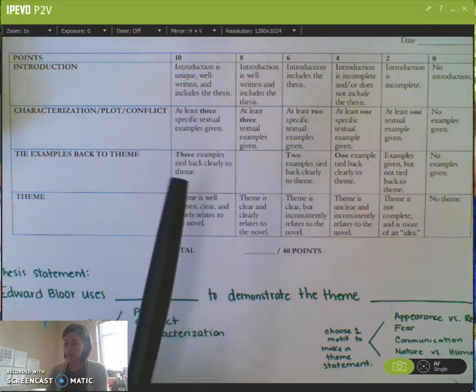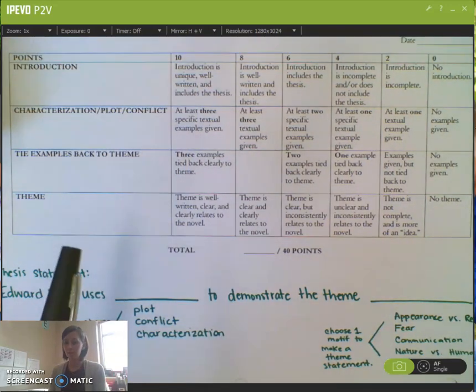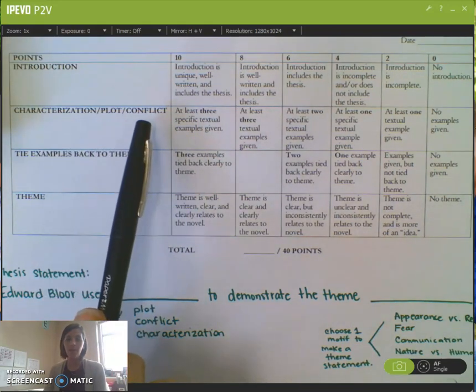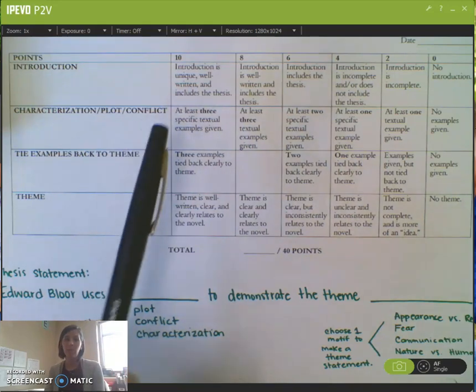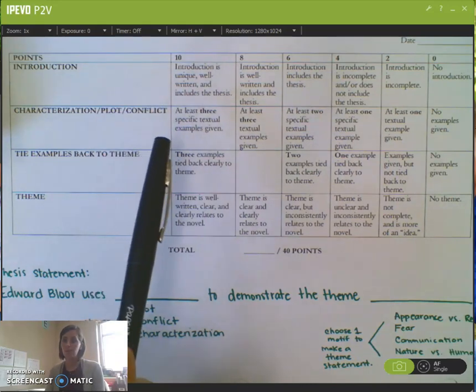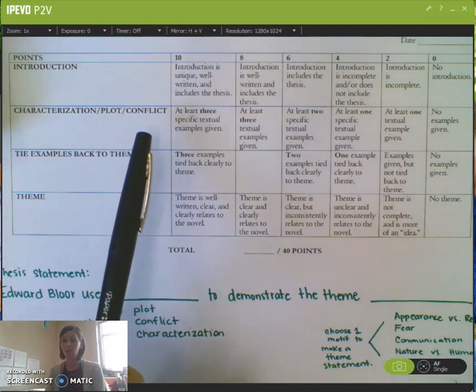So we need our introduction, and then the rest of this involves making some examples to support whatever we say our thesis is. So we're going to be using characterization, plot, or conflict. You're going to choose one to focus on. In my opinion, conflict is pretty easy to come up with examples in the book Tangerine. We've talked about that many times before in class, all the different conflicts. Specifically, there's lots of man versus nature and man versus man.